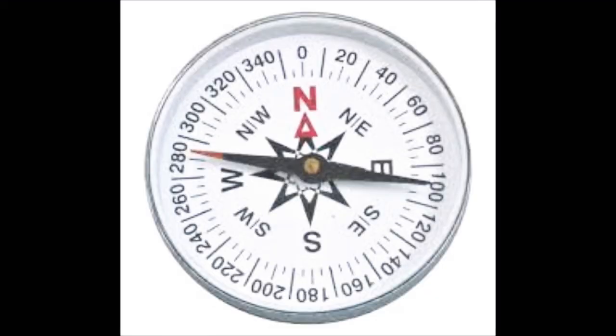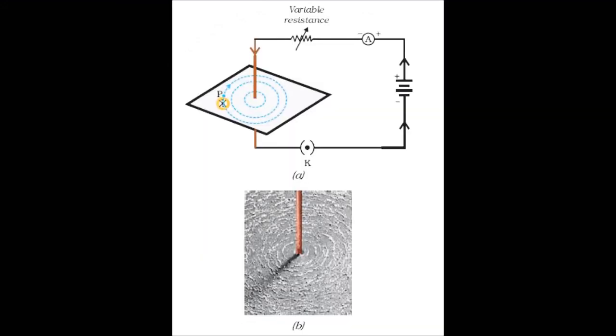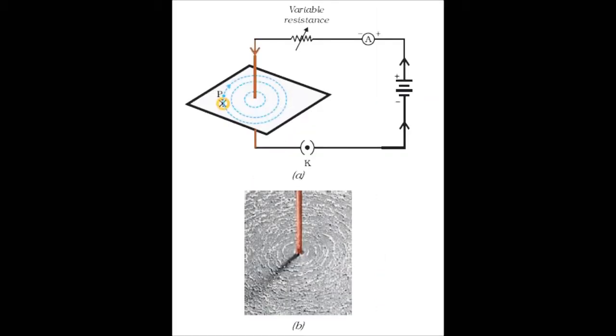Now let us know this instrument called a compass needle or a magnetic needle. This needle deflects whenever it experiences a magnetic field. Let us have a look at a circuit in which the conductor is passing vertically, that is 90 degrees to the board placed. That means the conductor must pass through the cardboard. On that board, a compass needle is placed.